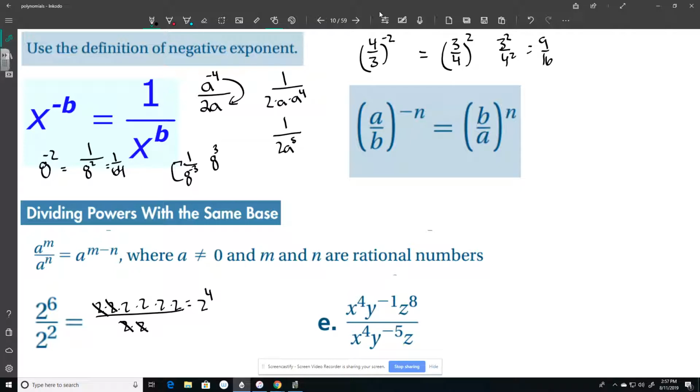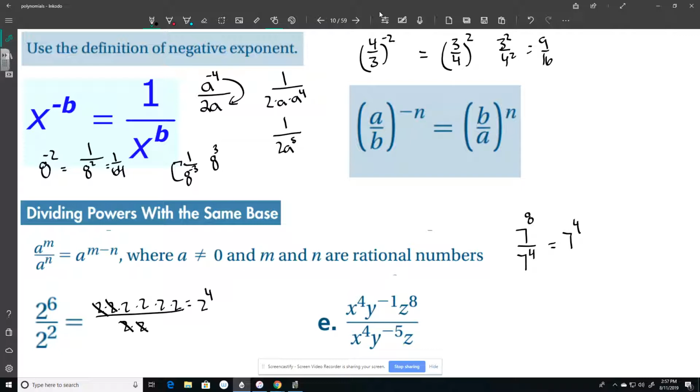So for an example, let's say that I have 7 to the 8th power divided by 4, or not 4. We can't do that. What am I doing? 7 to the 8th power divided by 7 to the 4th power. That means I've got 8 7s on top and 4 7s on the bottom. 8 minus 4. I've got 4 more 7s on the top. So my answer is 7 to the 4th power.